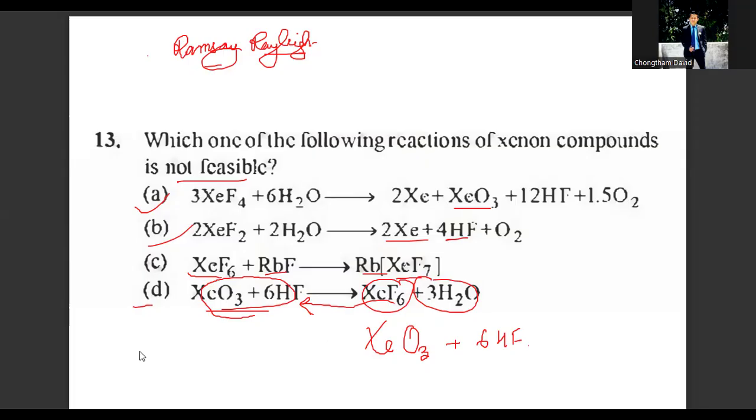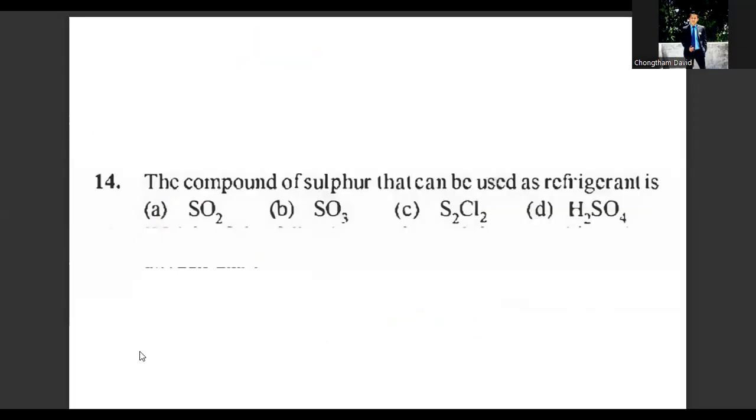Let us read question number 14. The compounds of sulfur that can be used as a refrigerant is. So due to this large enthalpy of vaporization of sulfur dioxide, it can be used as refrigerant. Then you have to answer. A is the answer. Due to the large enthalpy of vaporization.